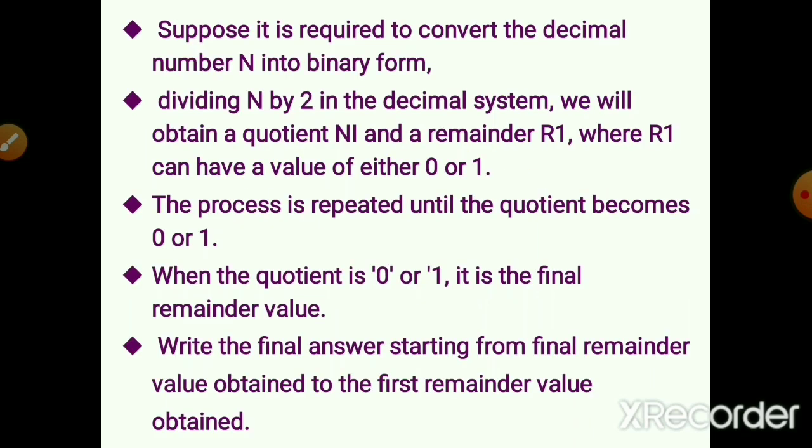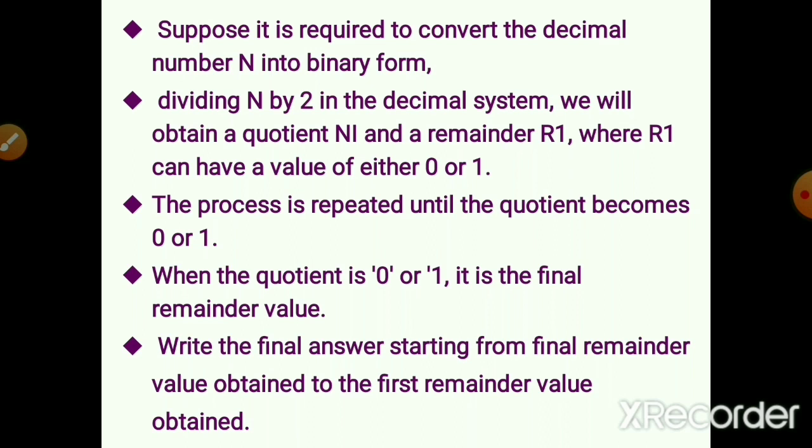Suppose it is required to convert the decimal number n into binary form. Dividing n by 2 in the decimal system, we will obtain the quotient and remainder. Quotient is n1, remainder is r1, where r1 can have a value of either 0 or 1. Only 0 or 1 will come in this decimal to binary system.